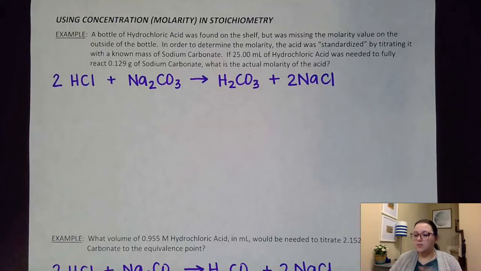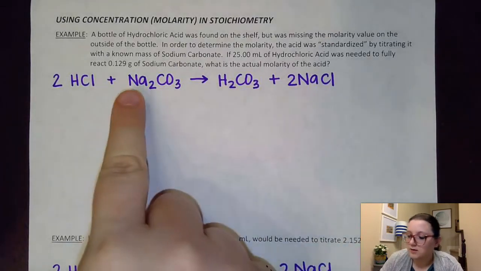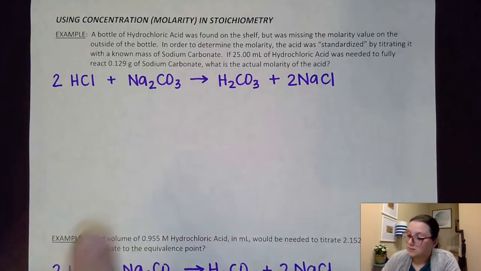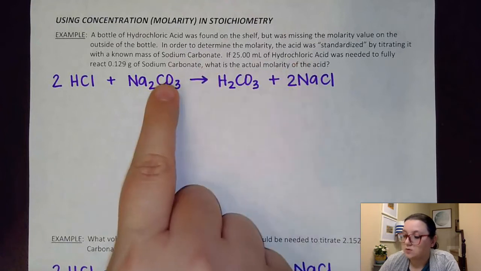So I can see here that I have a reaction that's occurring. They're giving me an amount of one thing, and they're asking me about an amount of another. I'm going to start the process of a reaction stoich. What I did here is write out my balanced equation. It said we had hydrochloric acid and sodium carbonate.